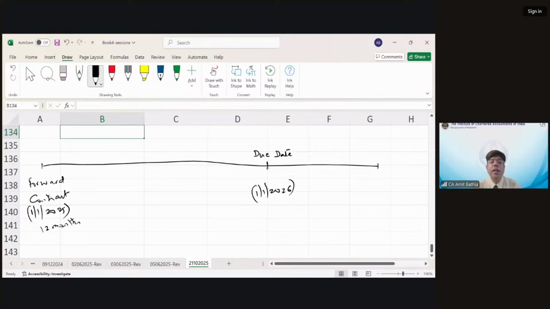Your contract may terminate on due date, or before due date, right? Or after due date, right? So your contract may terminate before due date, on due date, or after due date. If it is before due date, what could be the early possibility which is before due date?